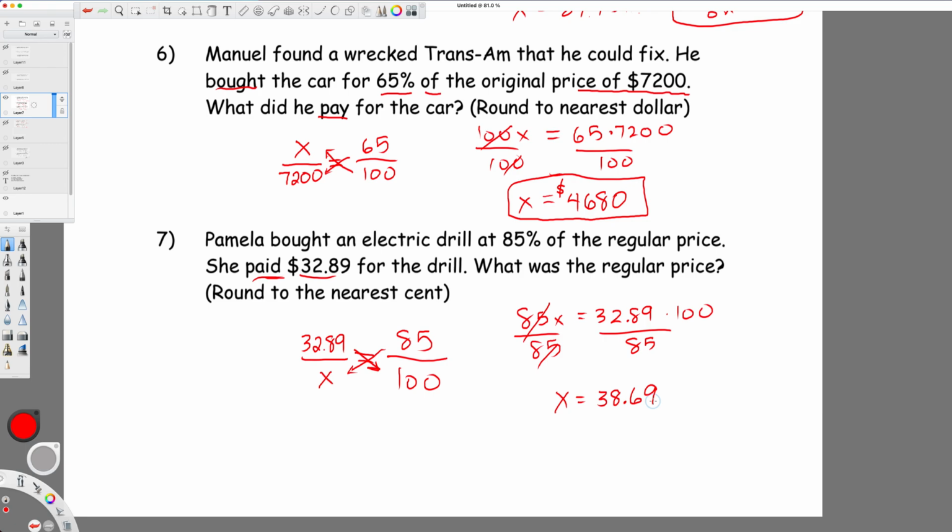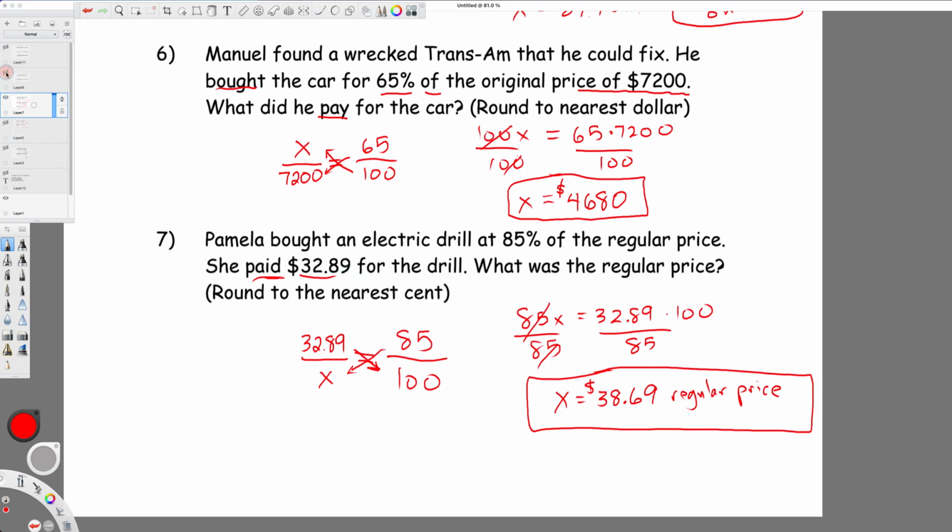38.69. 32.89 times 100 divided by 85. Yep. And this is the dollar amount, and that's the regular price. So the regular price was $38.69, but because it was on sale for 85%, they would probably have advertised that as 15% off. That's typically how they do that. But it shouldn't be a surprise that she paid less than $38.69. If you had put these in the wrong place, then the regular price would have been lower than the sale price, and that hopefully wouldn't have made sense to you. So there is number 7 all worked out.